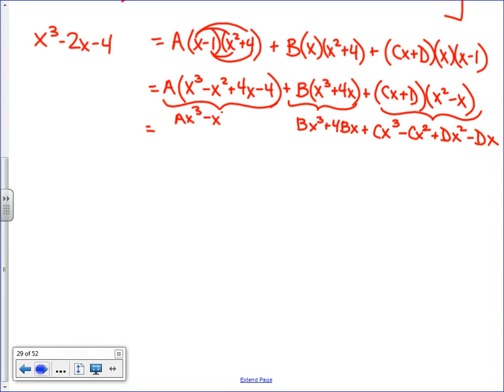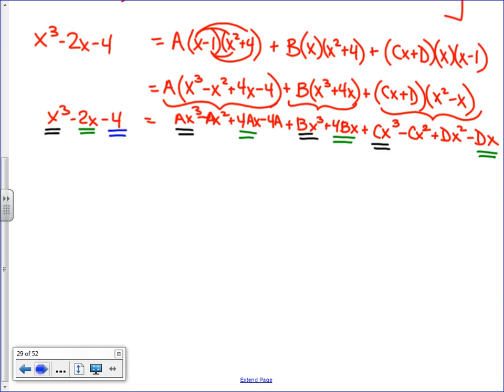ax cubed minus x minus ax squared plus 4ax minus 4a, right? And this is all equal to, what do I need to do? For a is equal to 1. And then I just plug it in. Where are constants? Constant for a, I already have, there's only one.